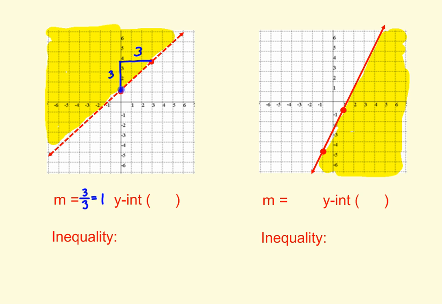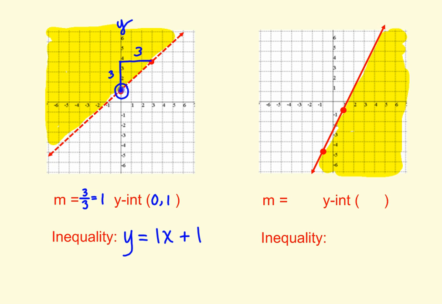Now the y-intercept is going to be the point that crosses the y-axis. Remember, this one is your y-axis right here, so that is my y-intercept. I can see it's at 0, 1. So when you write the inequality, if this was just an equation, I'd say y equals mx plus b, so 1x plus the b is 1.